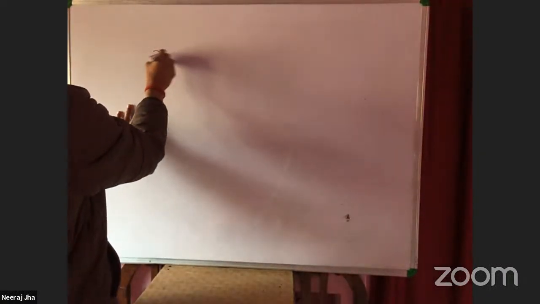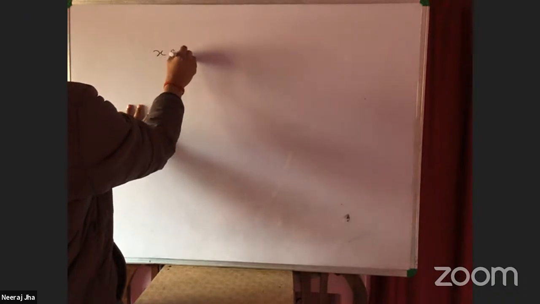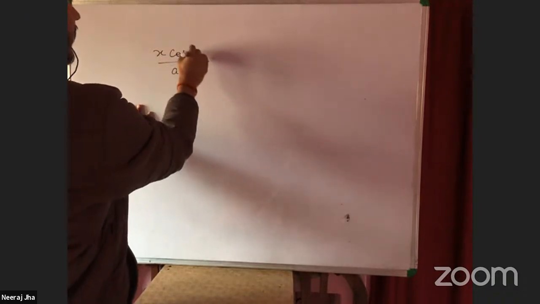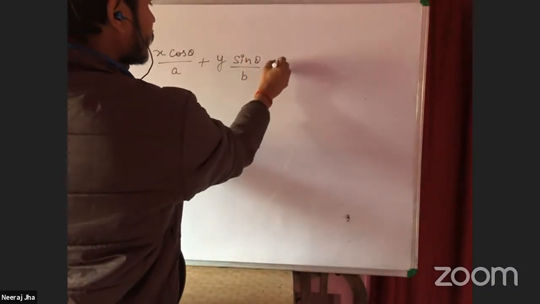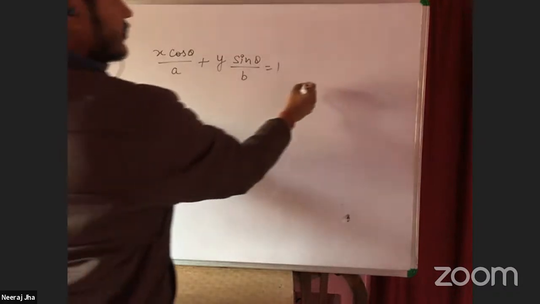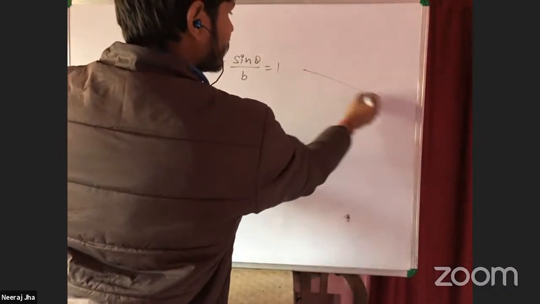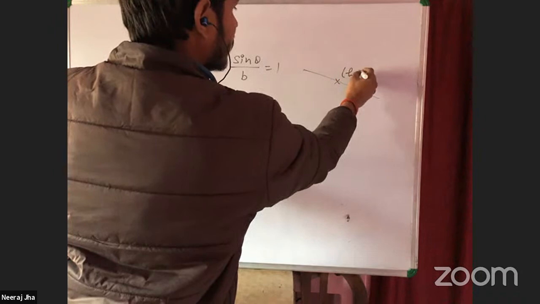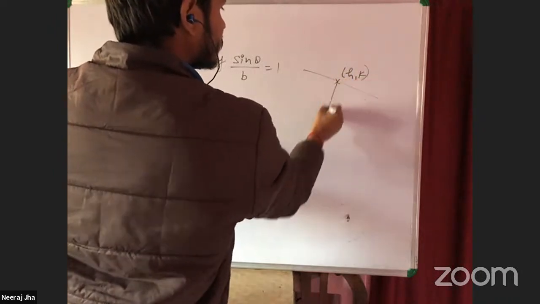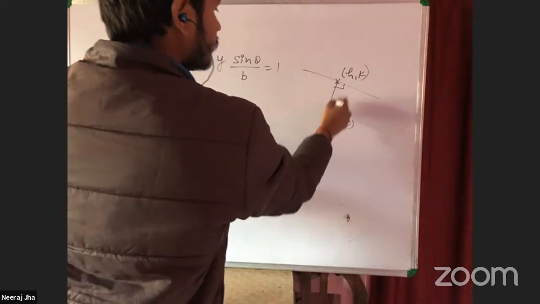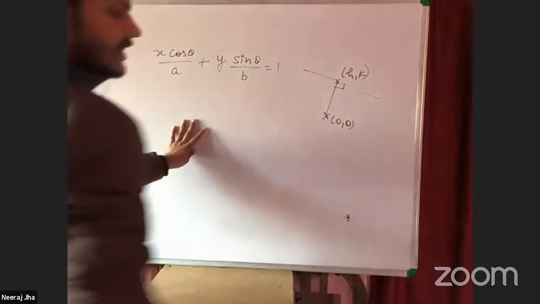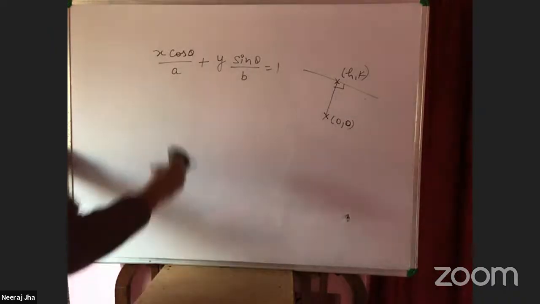We can do it like this also. Tangent at any point is x into cos theta upon a plus y into sin theta upon b is equal to 1. At any point, this is a tangent, this is a point h comma k, and this will be the foot of the perpendicular from center 0 0 to this line. And if you don't want to do it like this, then there is one more way to do it.